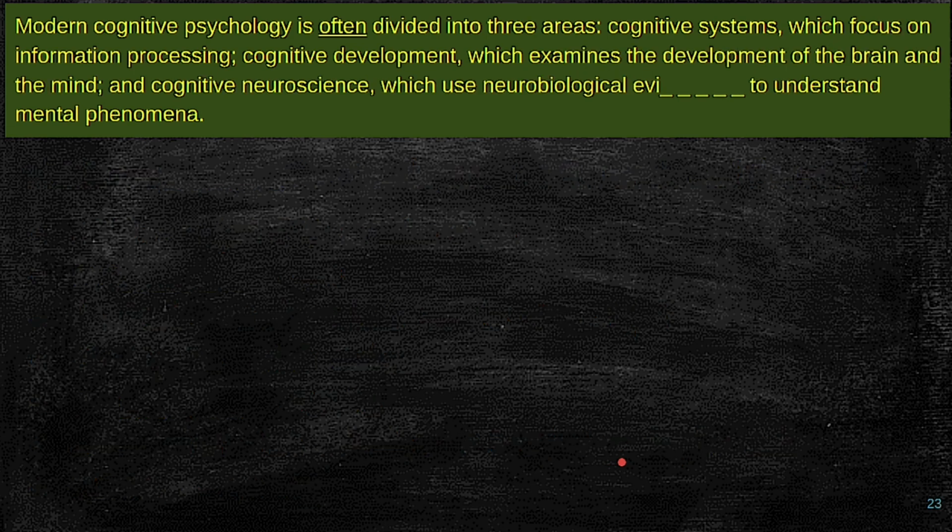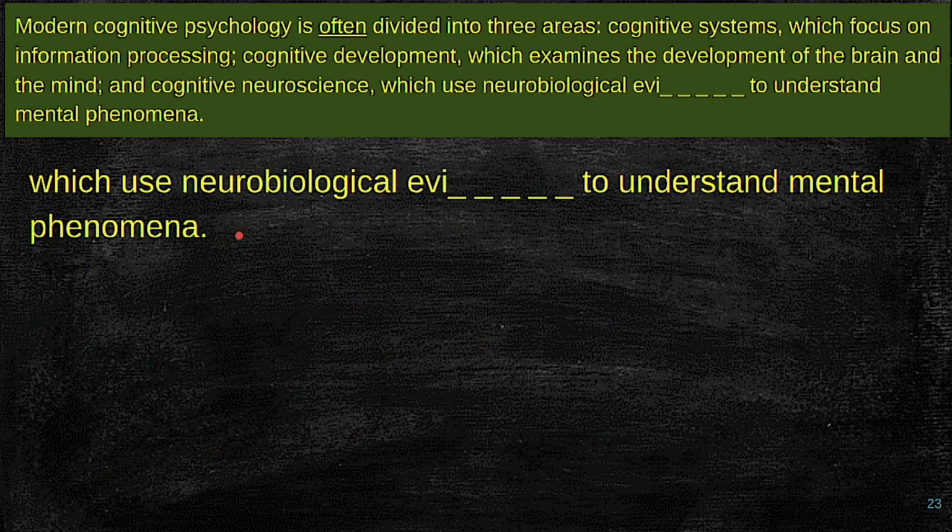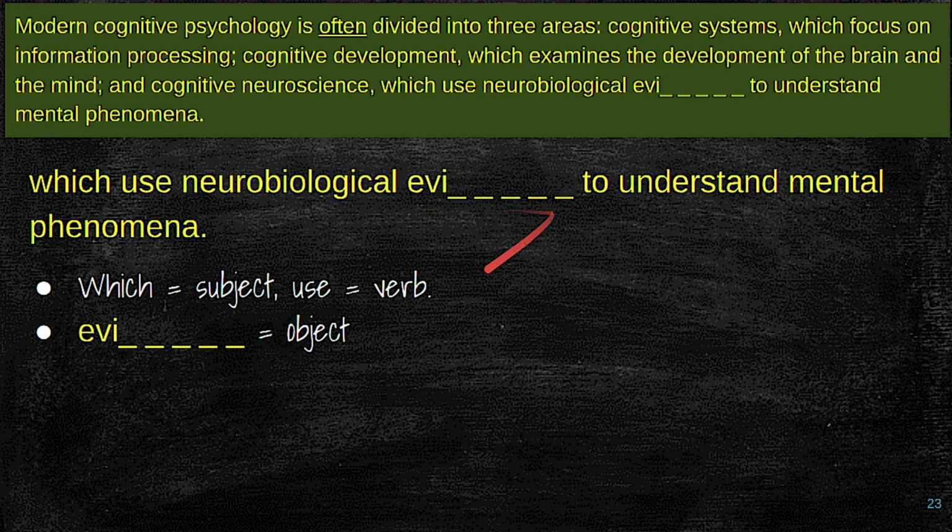Blank 4, which use neurobiological evi to understand mental phenomena. Now let's analyze the final blank, which is the subject, and use is the verb. Therefore, neurobiological evi must be the object of the verb use. Look at the word before the blank, neurobiological. This is an adjective, and adjectives modify nouns. Therefore, the missing word must be a noun.